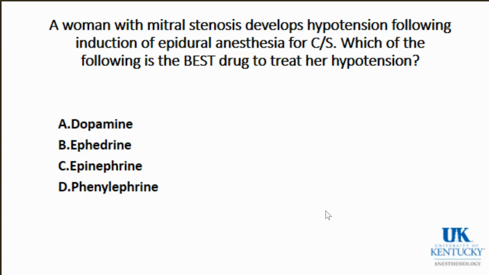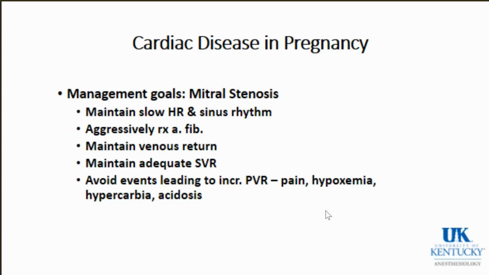So the answer is going to be phenylephrine, because all the others can cause tachycardia, and that's a no-no with these stenotic problems. So you can just quickly look at this. If you understand the pathophysiology of the various stenotic and regurgitant lesions, you'll know how to manage them in the pregnant patient. But with mitral stenosis, you want to maintain sinus rhythm, relatively slow heart rate, maintain SVR and venous return.